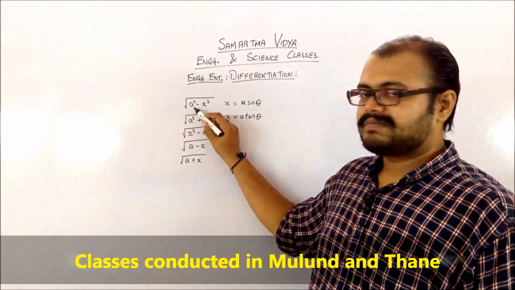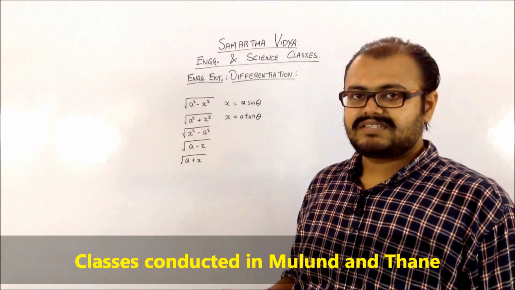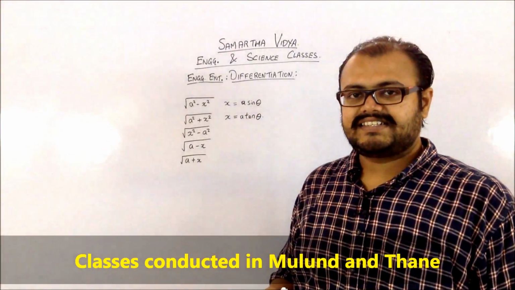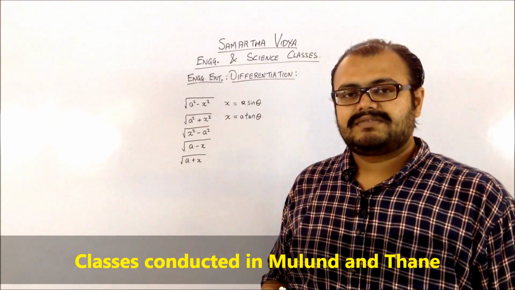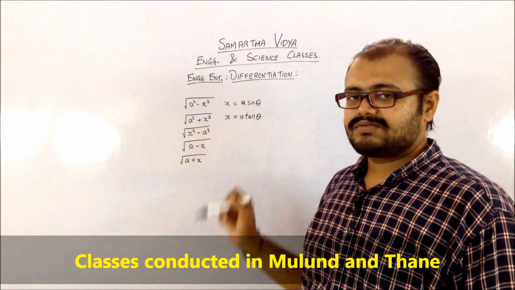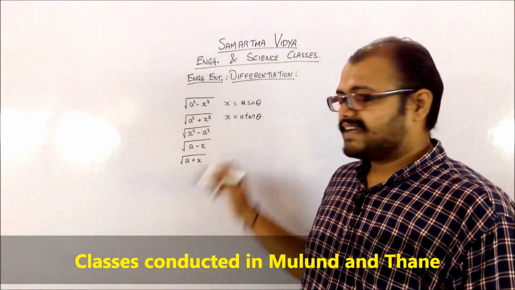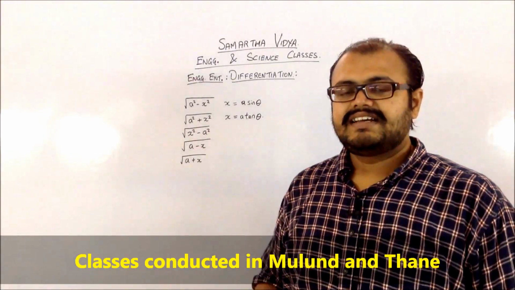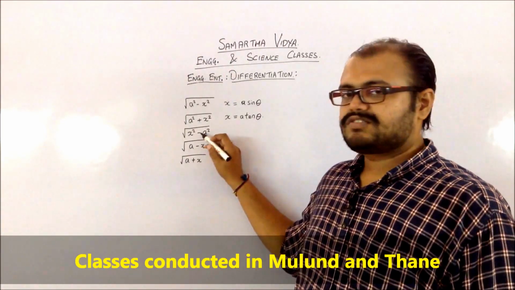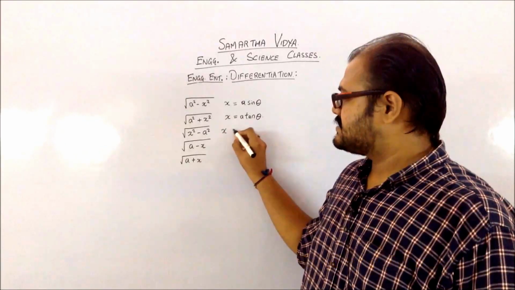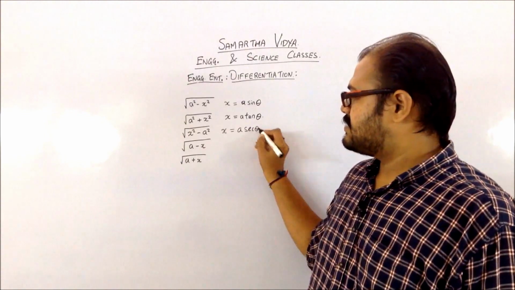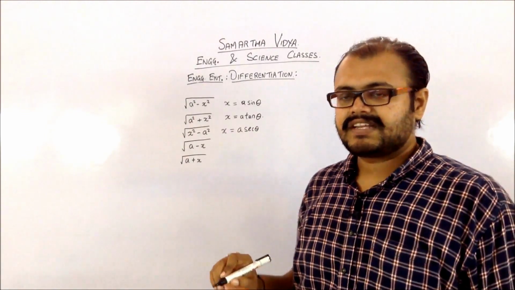If you have something like root of a square minus x square in the terms, then you can simply substitute x as a sin theta, or x equal to a cos theta. If you have root of a square plus x square, then x can be substituted as a tan theta or a cot theta. If you have x square minus a square, then x can be substituted as a sec theta or a cosec theta.